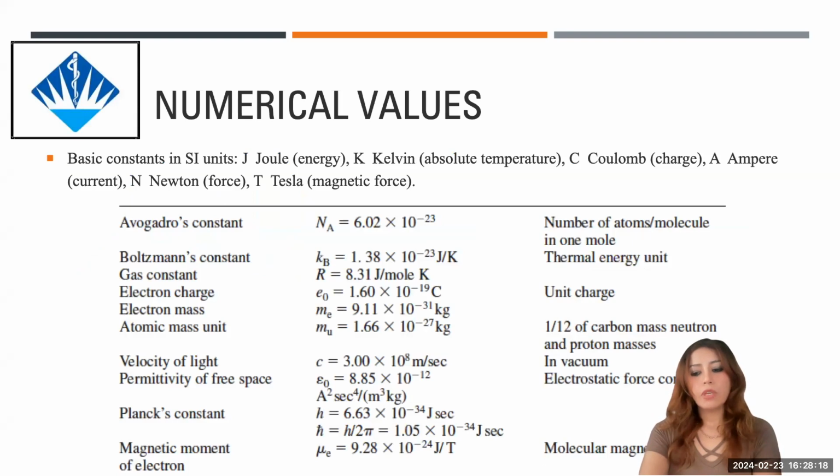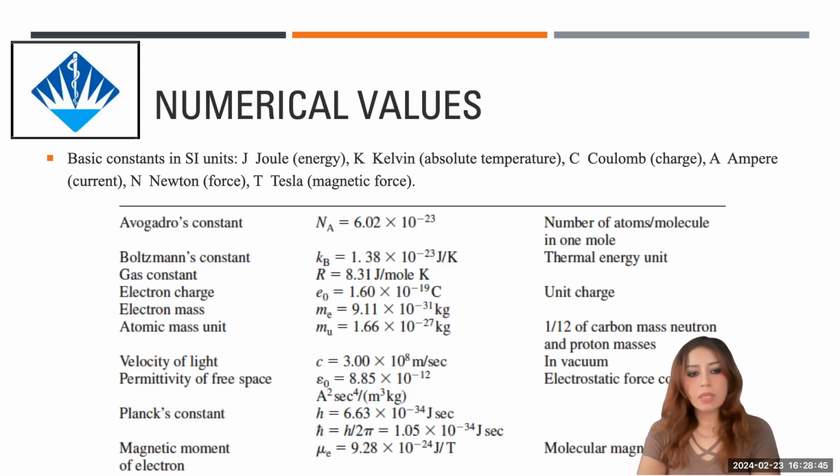We will talk now about some numerical values, and we will use some basic constants in our following courses in the SI unit system: for energy, joule; for temperature, Kelvin; for electric charge, Coulomb; for current, ampere; for force, Newton. For the magnetic field, we will use Tesla. And as you see, we have some constants in the slide.